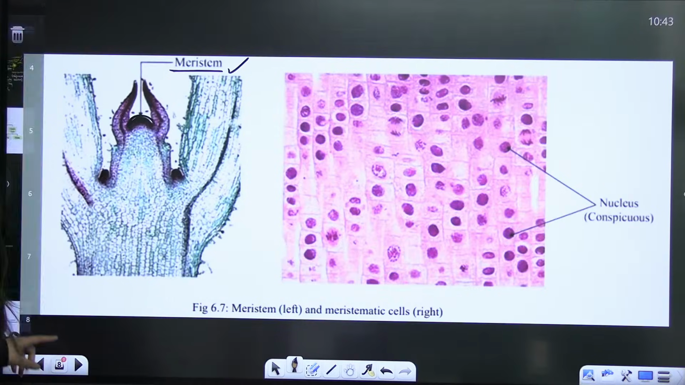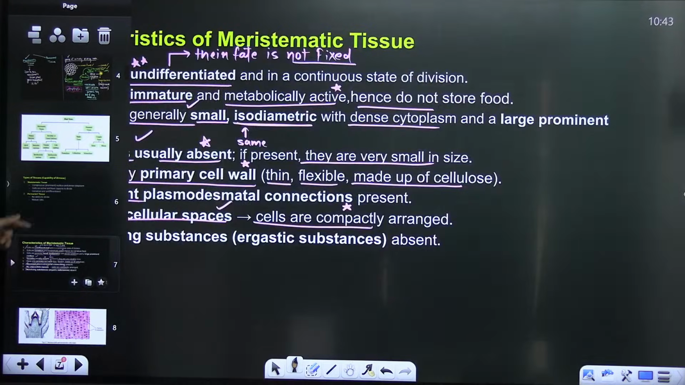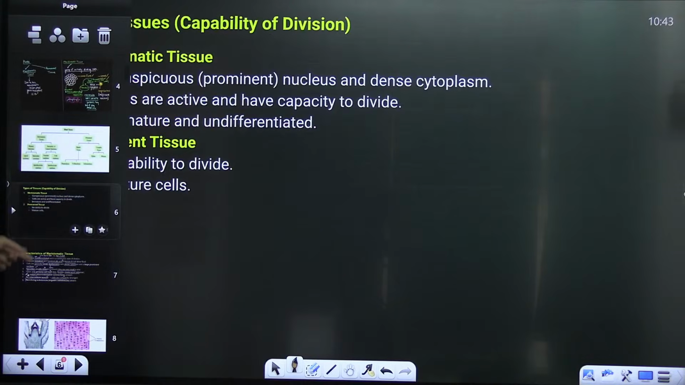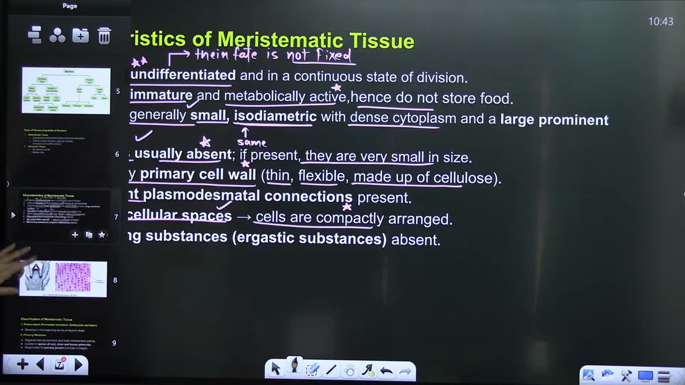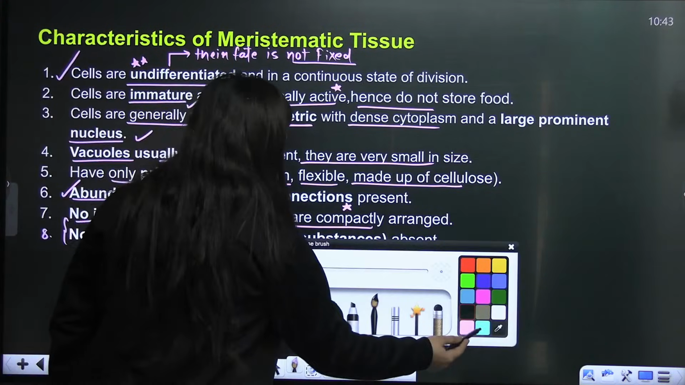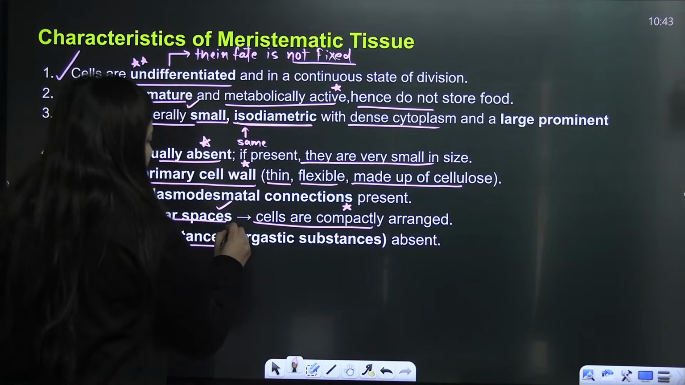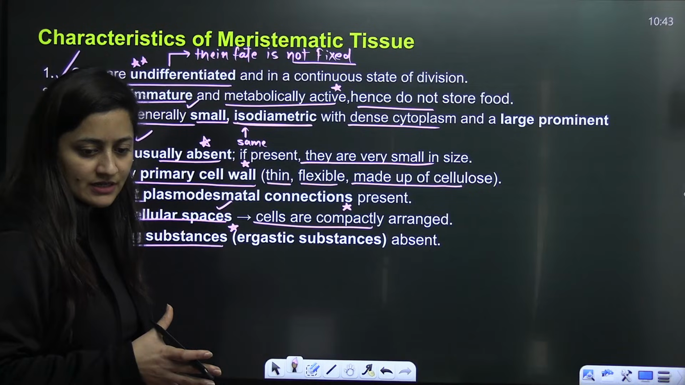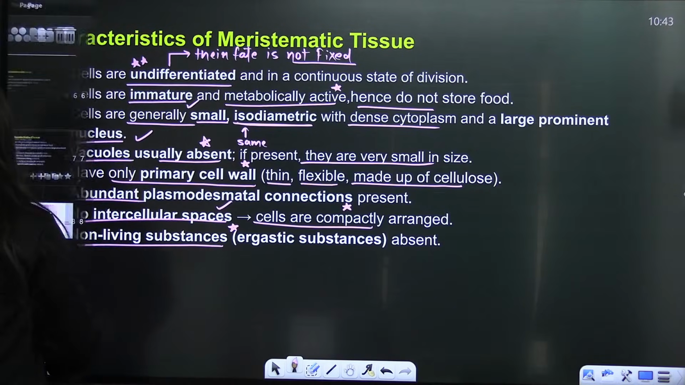Done? Okay. Done, students? So non-living substances, in the bracket, ergastic substances, they are absent.